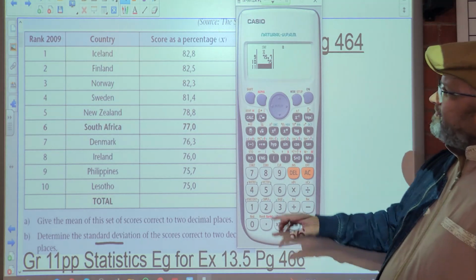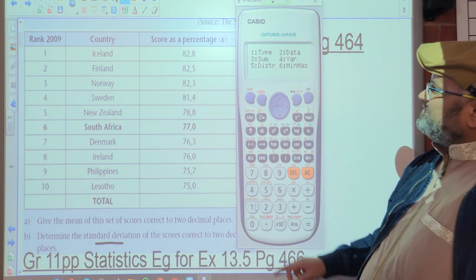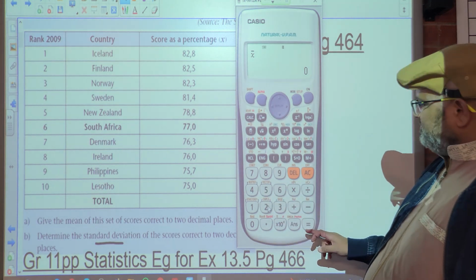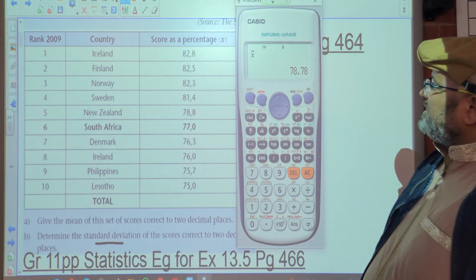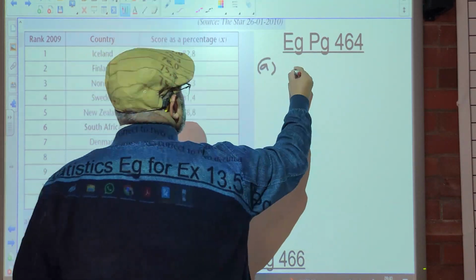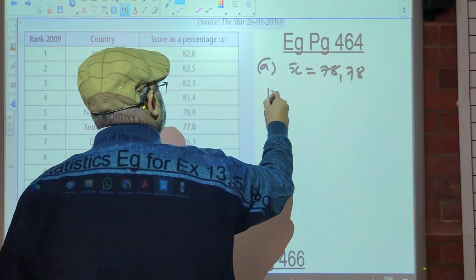What do I press from here? AC. Then shift. 1. 4 for variance. 2 for mean. What's your mean value? 78.78. You all agree with that? So your mean is 78.78.